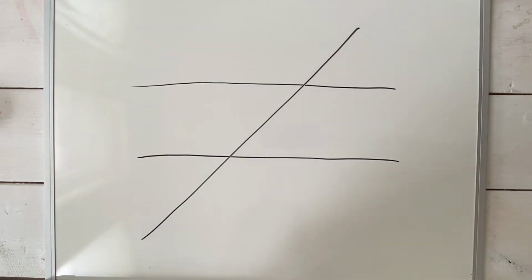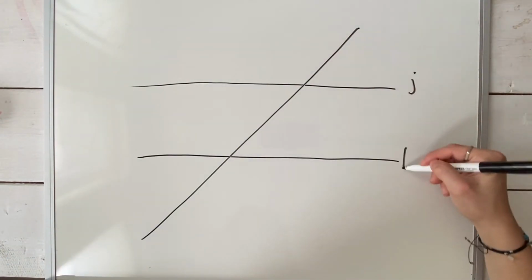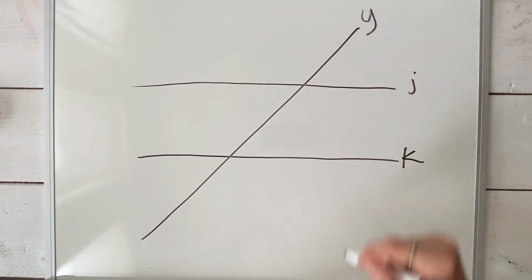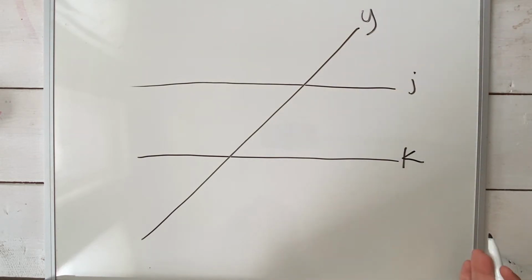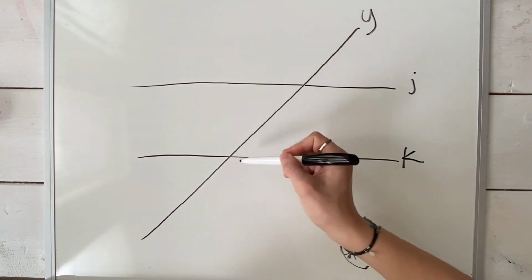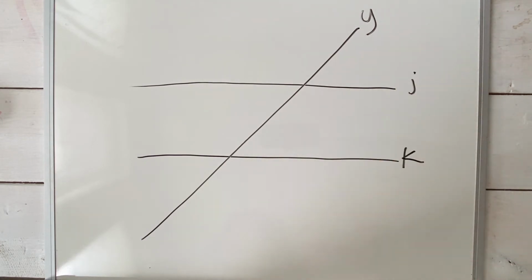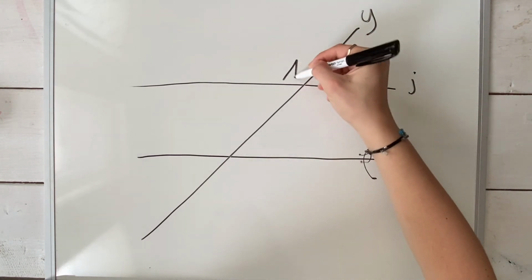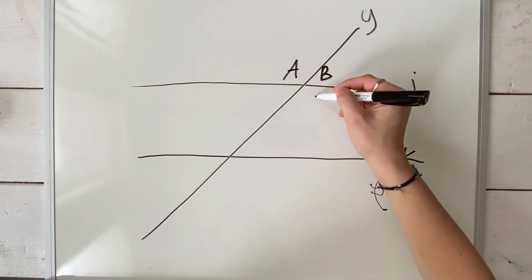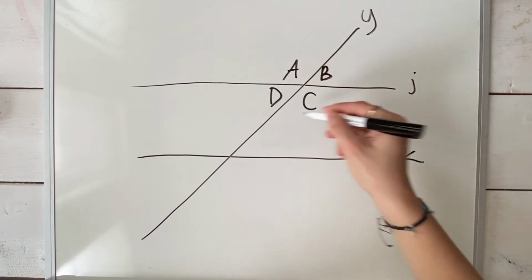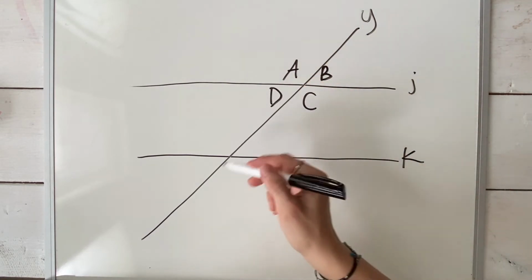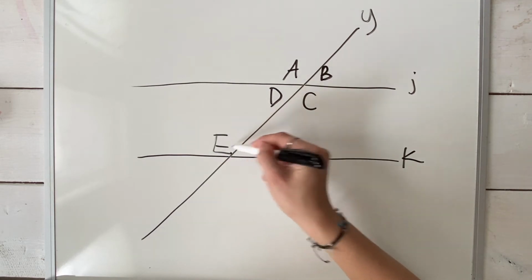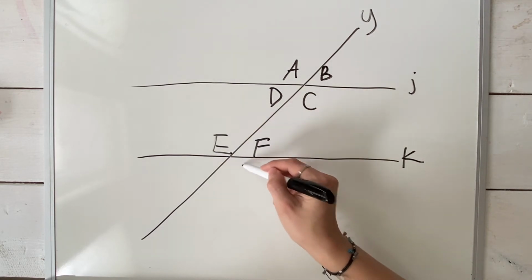If we had two parallel lines, J and K, and a transversal line Y that cut through both lines, the angles that it will create on each line are going to be exactly the same. So we already know A and B are supplementary, C and D are supplementary, and so on. But the same thing is going to happen down here with E, F, G, and H.